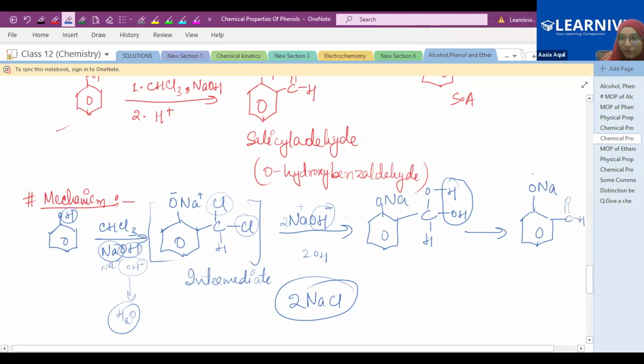Now what you're supposed to do? This is O minus and this is ONa plus. Just do the acidification. Just add the acid, suppose we have added HCl. HCl will have the positive H plus and Cl minus. Sodium plus will combine with chlorine minus and they will be liberated as a salt. NaCl will be formed, and this H plus will come and attach on this oxygen and you will get OH over here.